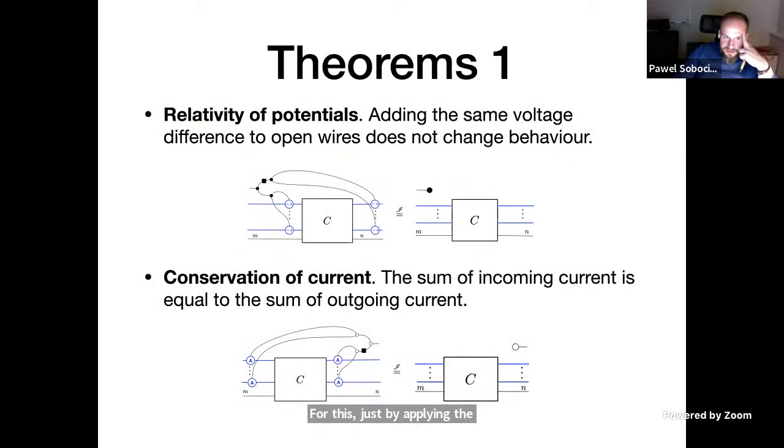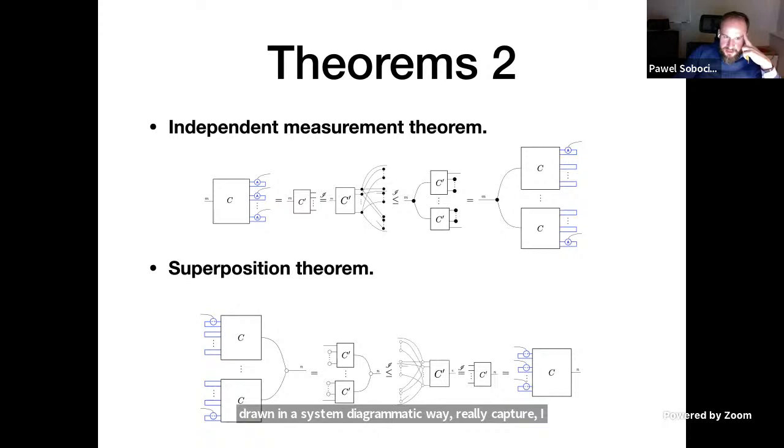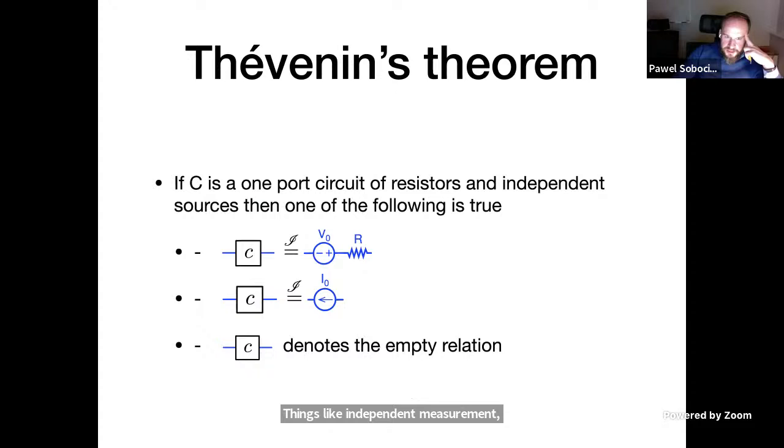The really cool part is that you can then start proving these theorems of classical circuit theory, like relativity of potential, conservation of current, which then, drawn in a string diagrammatic way, really capture, I think, the symmetries involved here. Things like the independent measurement theorem, the superposition theorem, things like the Thevenin theorem, etc. But again, I'm out of time, so I don't have the time to get into details of these.